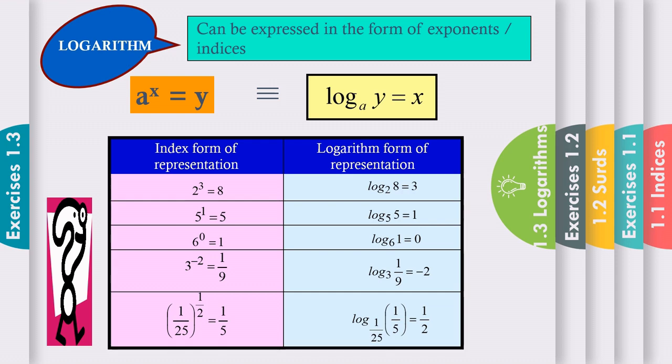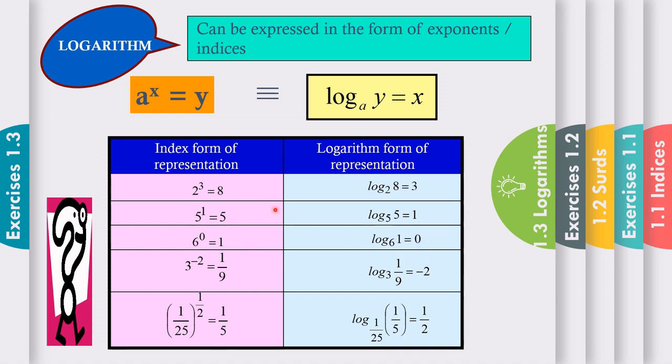So if you have 2 to the power of 3 equals 8, so that is equal to log 8 base 2 equals 3. And then if you have 5 to the power of 1 equals 5, so that is equal to log 5 base 5 equals 1. And then if you have 6 to the power of 0 equals 1, so that is equal to log 1 base 6 equals 0.